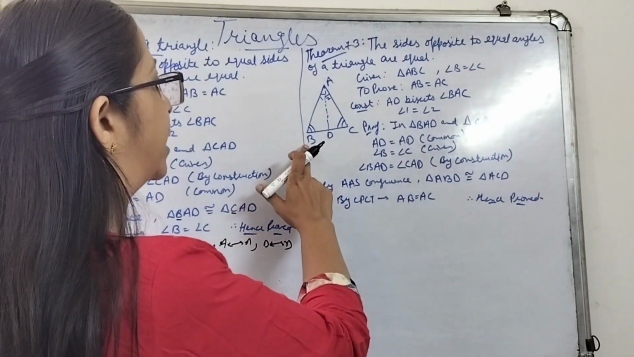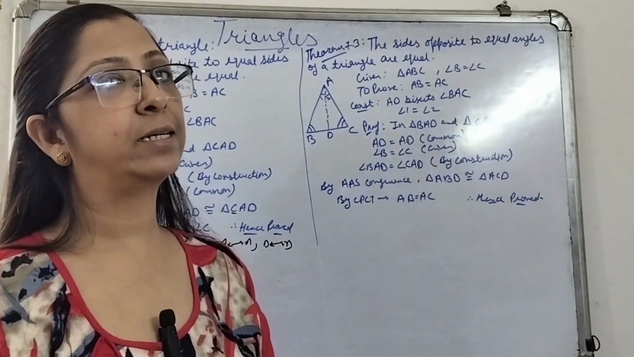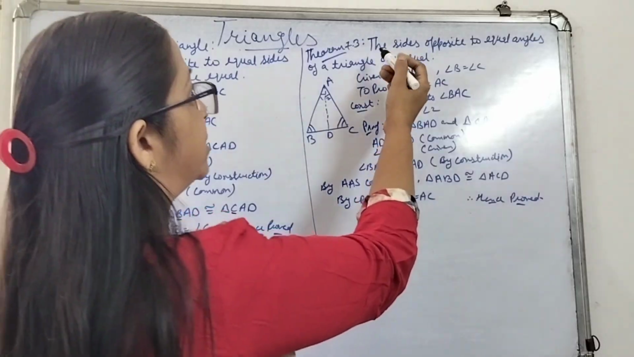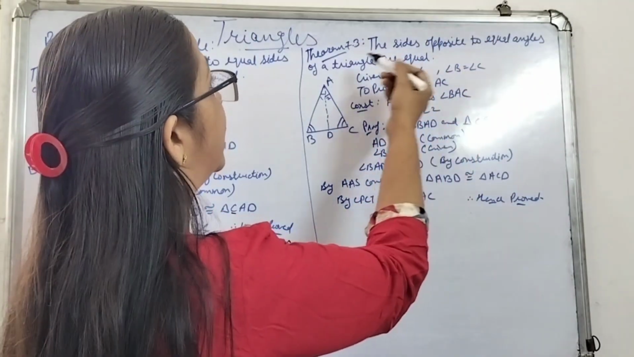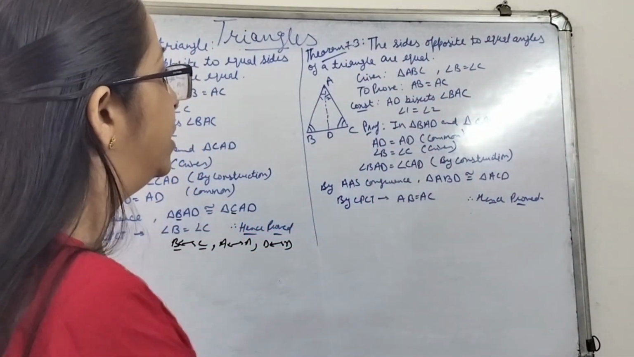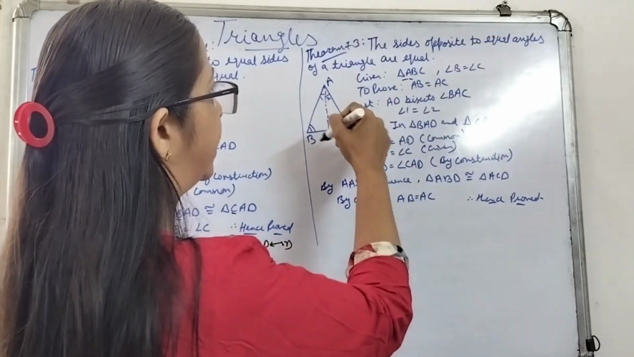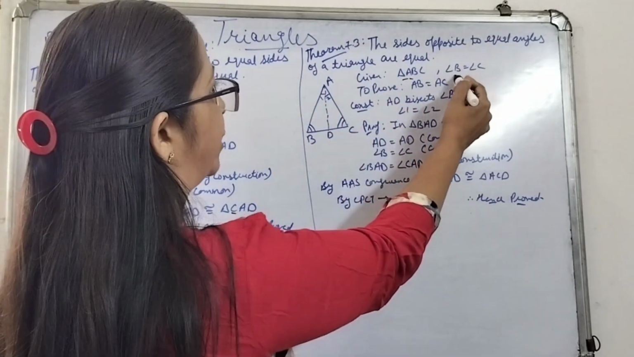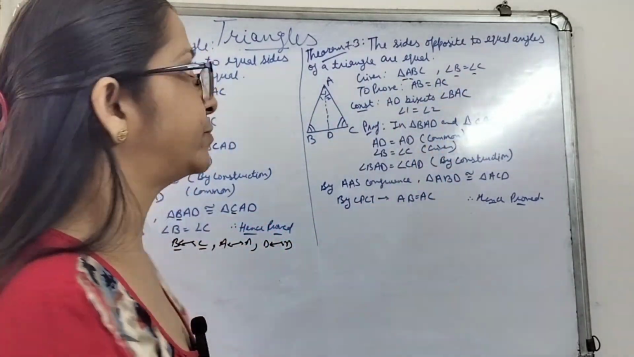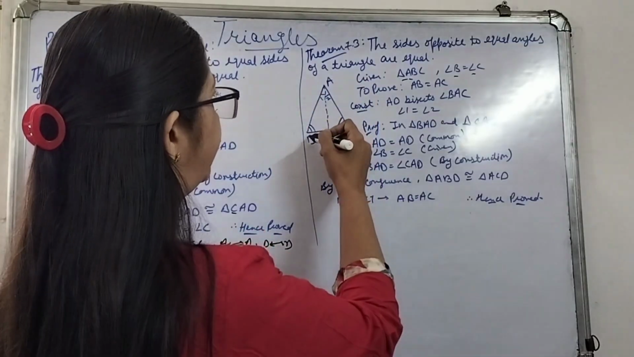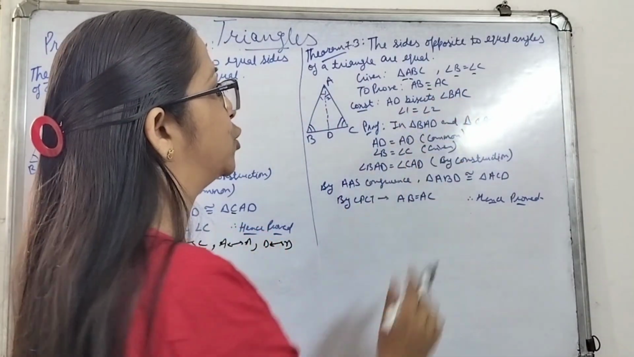Given to us is angle B is equivalent to angle C. So given is, triangle ABC is there in which angle B is equivalent to angle C. We have to prove that AB is equivalent to AC. This we need to prove.